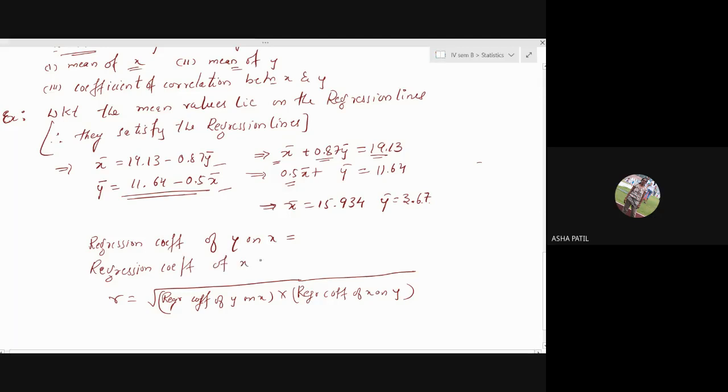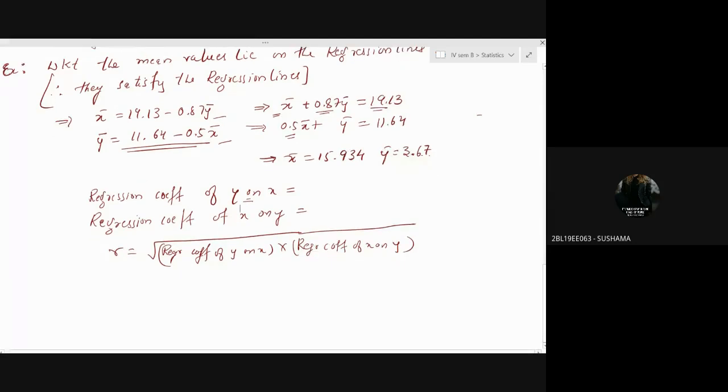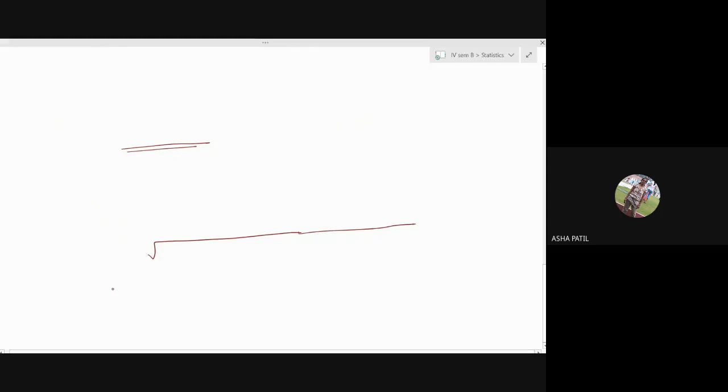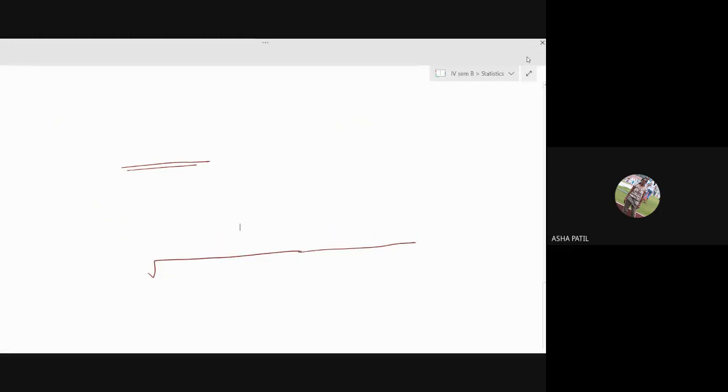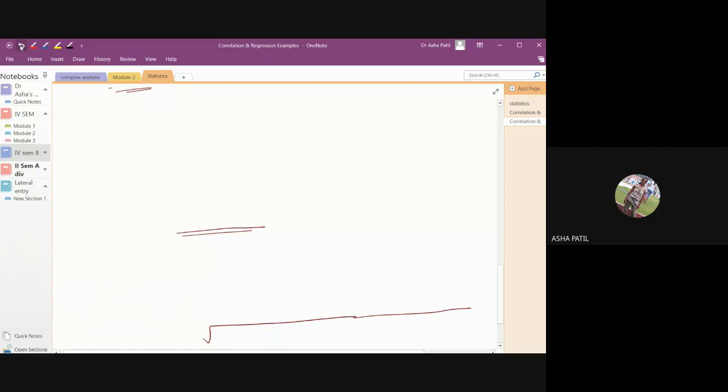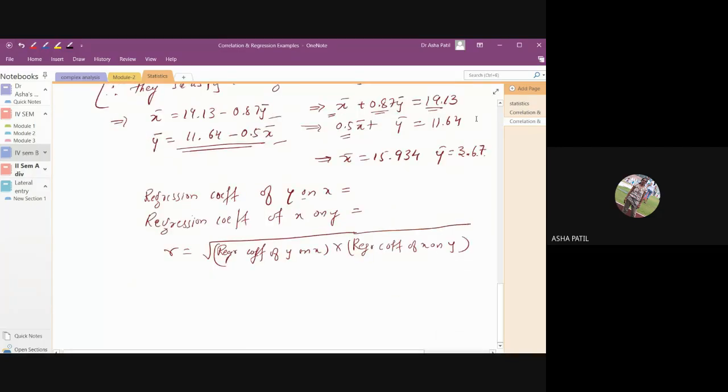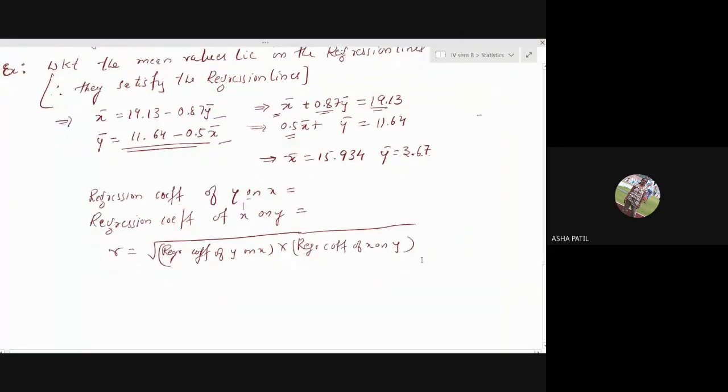If you don't know this, then you can't find the value of R. What's the regression coefficient of y on x? Anybody? Yes, Shushma, tell. 11.64. I'll write the equation better. I think you have forgotten. Can you tell me what's the equation of regression line of y on x? Not necessary to write this. I'm just telling you.